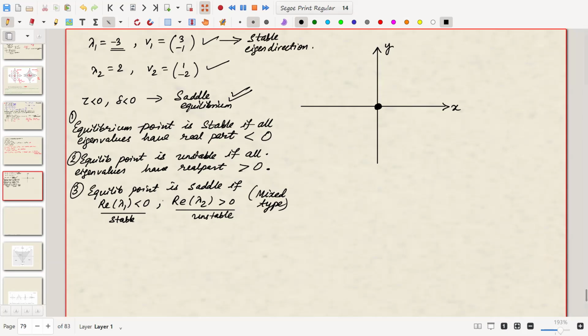Okay. And lambda 2 equals 2. This is the case where it is the unstable eigenvalue, right? Unstable case. Real part is greater than 0. So this is the unstable eigendirection. So now you know in the xy plane which direction is stable and which direction is unstable. That is why I told you to compute the eigenvectors. That is why eigenvectors and eigenvalues are so important.